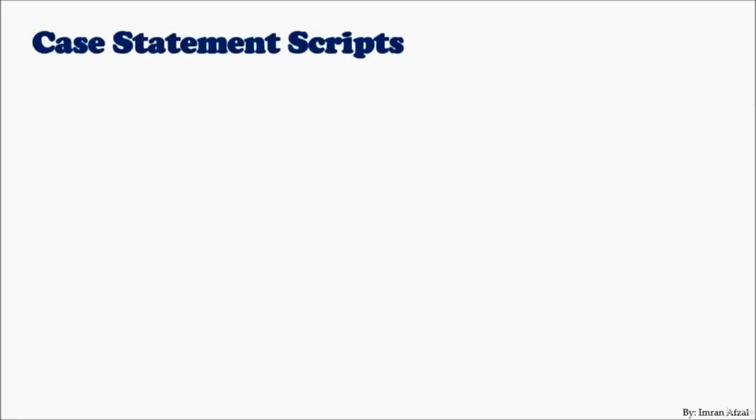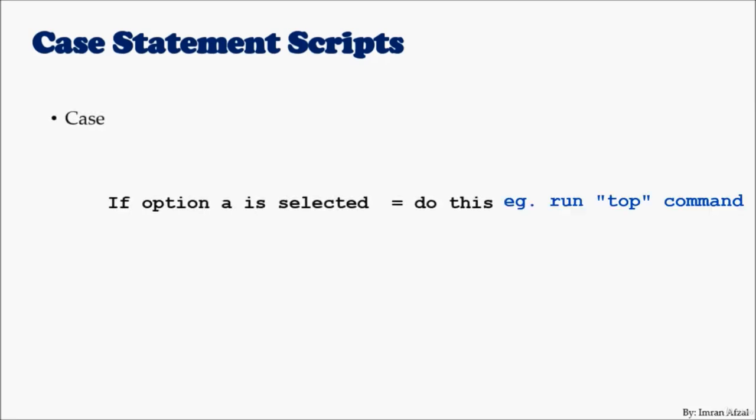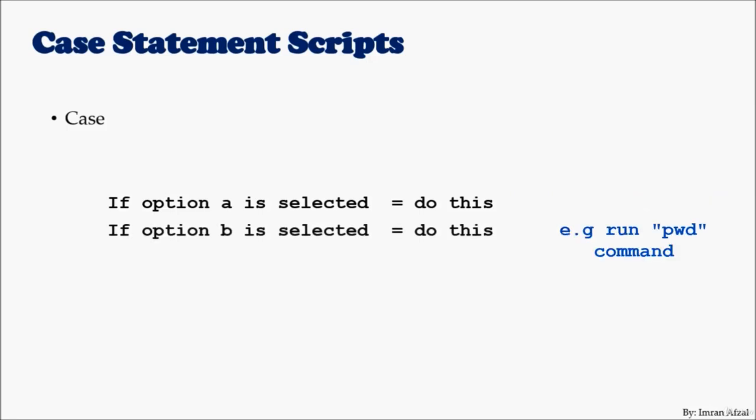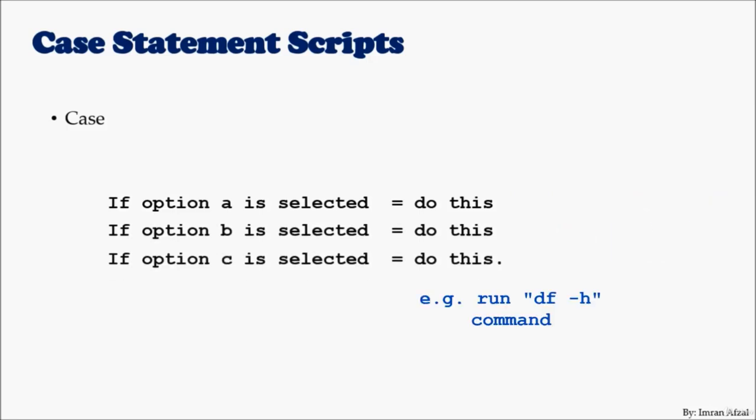Case statement scripts. In this lesson we will go over case statements, where you are given options in a script to pick from. It's an interactive way of involving the user, whether they want to select option A, B, C, and so forth. In a case statement, if option A is selected, do this. If B is selected, do that. If C is selected, do this. So these are the different options.